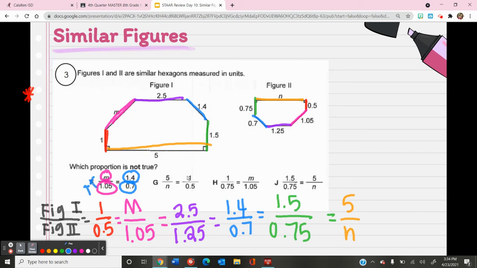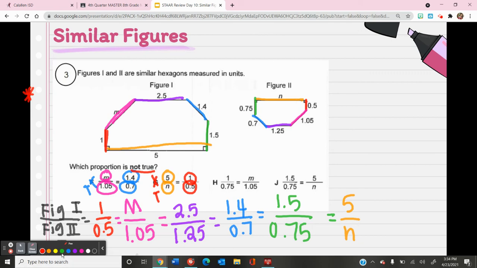Then for G, I have 5 is orange, N is orange. I have 1 as red, 0.5 as red. So here, this one is true, and that cannot be my answer, because again, I'm looking for the one that is not true.